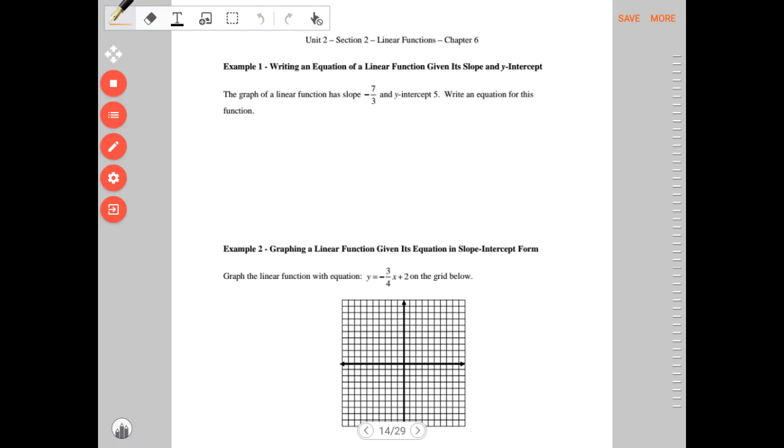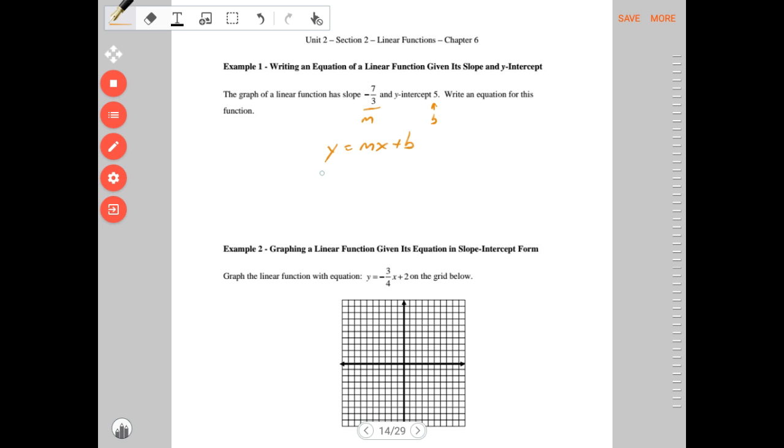Example 1: writing an equation of a linear function given its slope and y-intercept. So we'll have a look at this. The graph of a linear function has a slope of negative 7/3 and a y-intercept of 5. Write the equation for this function. Well, that's not so bad. This is the m, and the y-intercept we're calling the b. So remember, that's y equals mx plus b. Now that is on your formula sheet, so you don't have to memorize it, but we're going to use this enough that you will just memorize it.